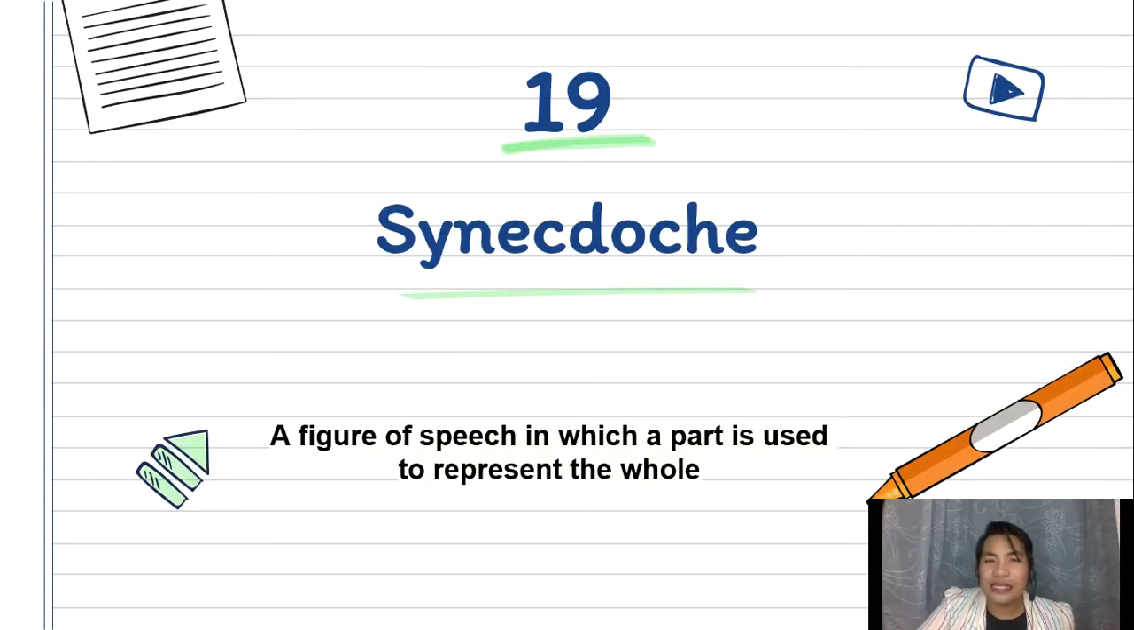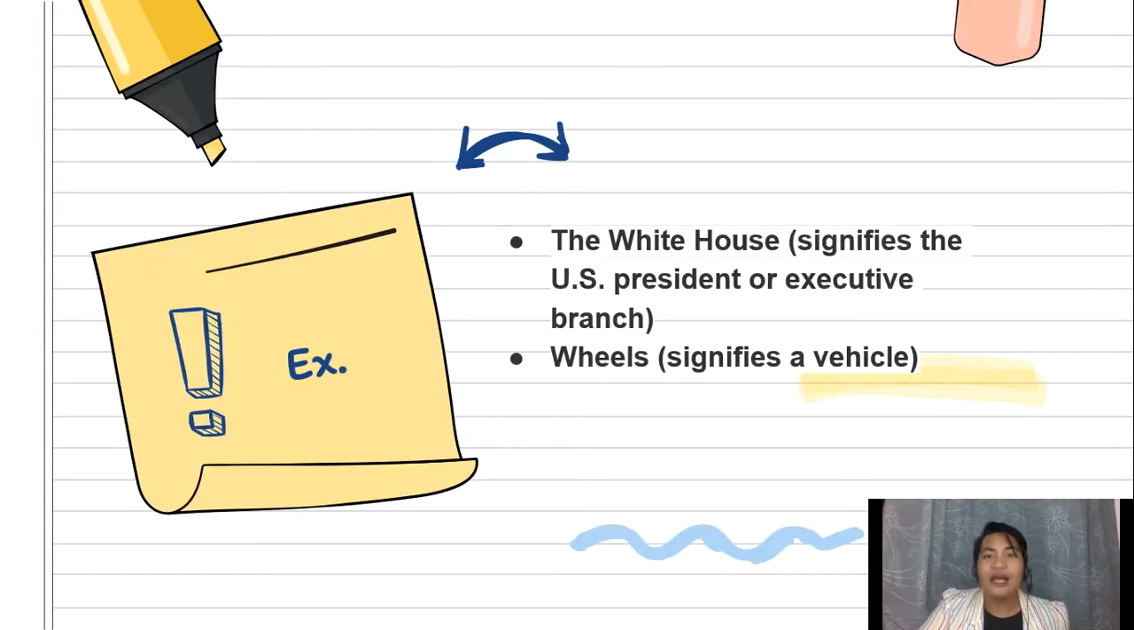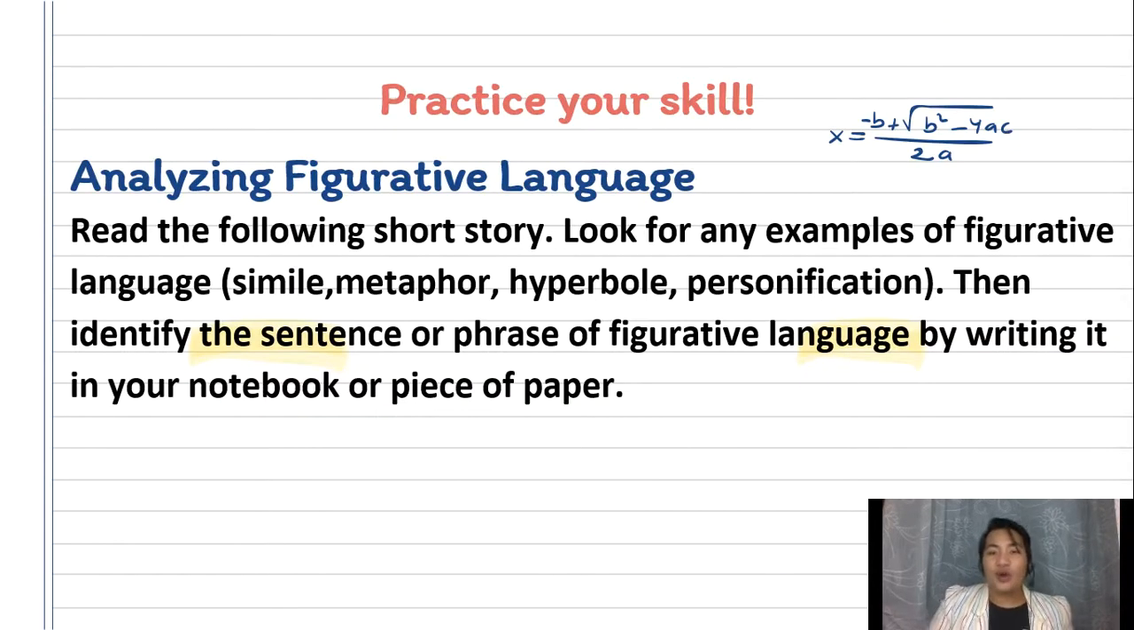Lastly, we have synecdoche, a figure of speech in which a part is used to represent the whole. For example, the White House. White House signifies the US president or executive branch. Wheels signifies a vehicle.